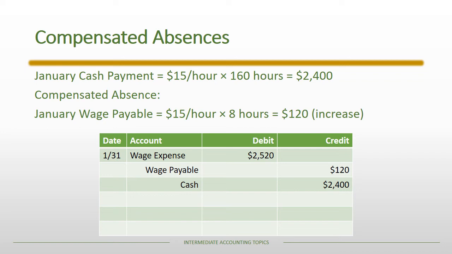And so the journal entry is pretty straightforward. We have the cash payment along with the wage payable, and from that we infer the wage expense in January as the addition of the 2. So the first one's not too bad. The second one's not too bad either, but maybe a little more complicated.